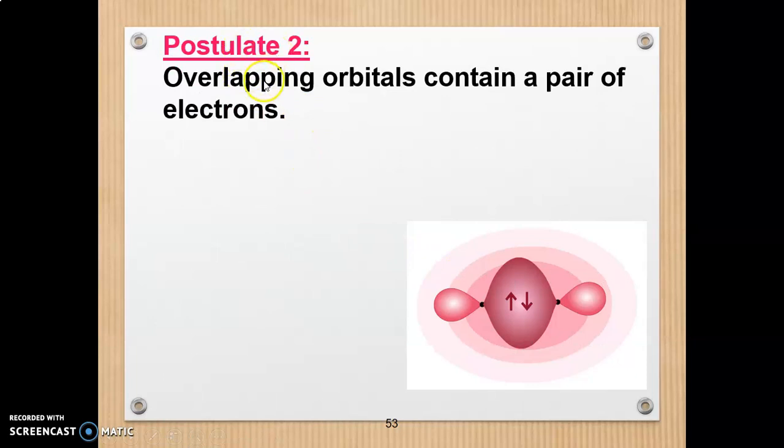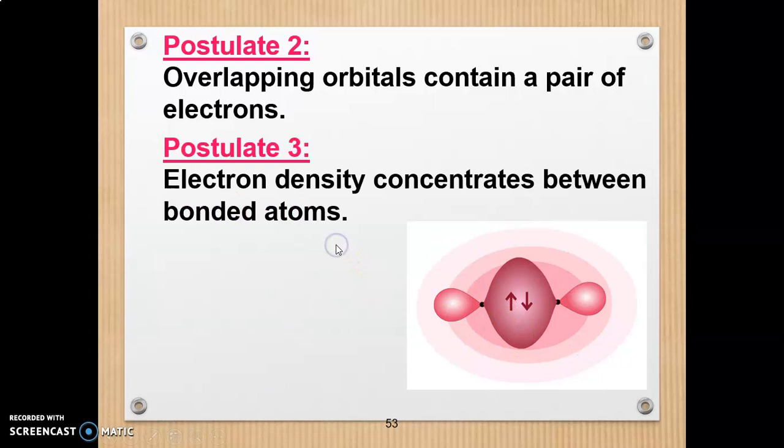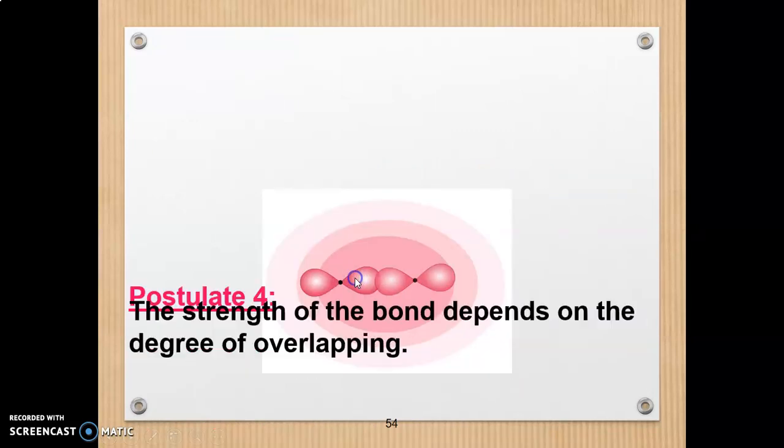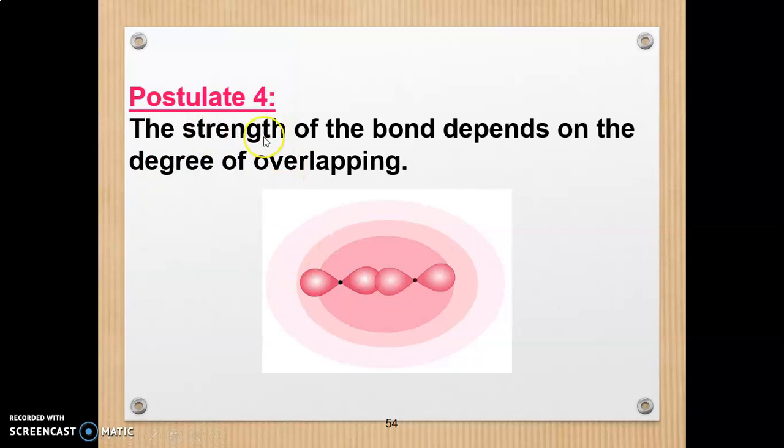Postulate 2. Overlapping orbital contain a pair of electrons. Postulate 3. Electron density concentrated between bonded atoms. Postulate 4. The strength of the bond depends on the degree of overlapping.